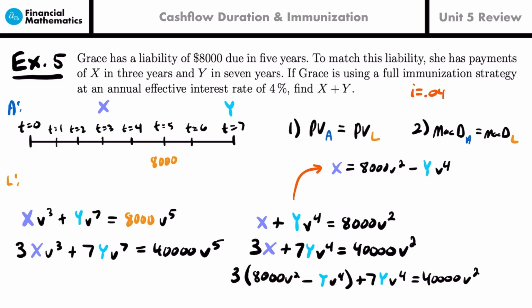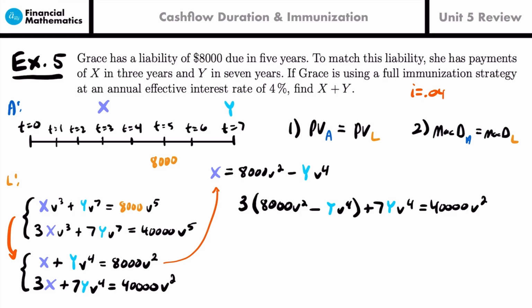Now what we want to do is distribute 3 through this quantity and then combine our like terms and hopefully solve for y. Okay, so let's do that next. 3 times 8,000 is 24,000. So we have 24,000 v squared minus 3 times y v to the fourth power. So we have 3 times y v to the fourth power plus 7 times y times v to the fourth power is equal to 40,000 v squared.